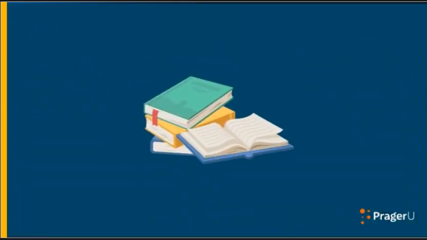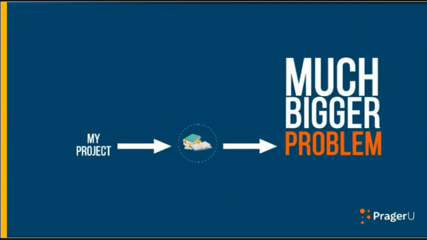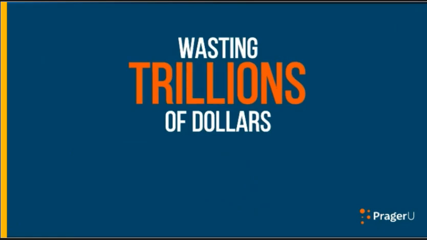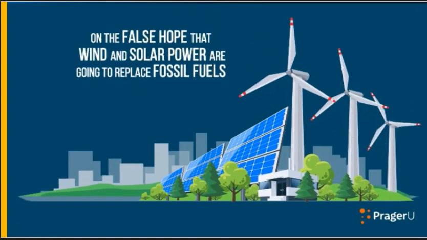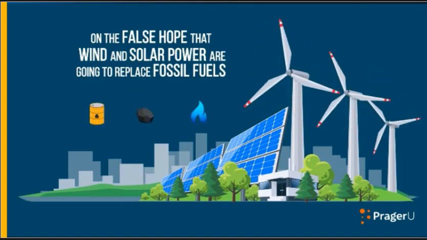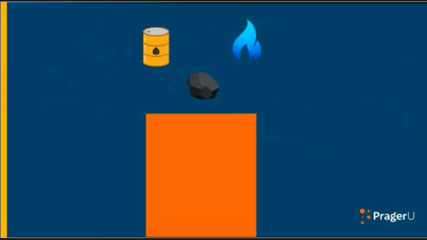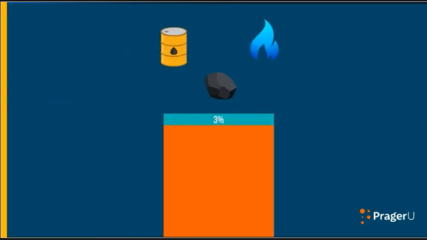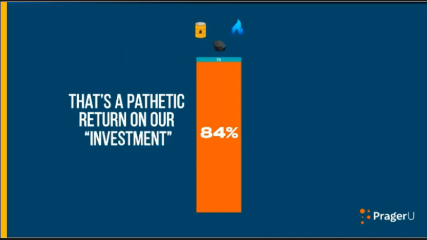The more research I did, the more I realized that my project was just a symptom of a much bigger problem. We're wasting trillions of dollars on the false hope that wind and solar power are going to replace fossil fuels: oil, coal, and natural gas. Yet, over the last 20 years, the world's dependence on these fuels has declined by only 3 percentage points, from 87% to 84%. That's a pathetic return on our investment.